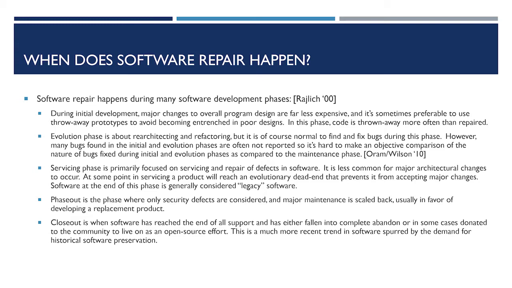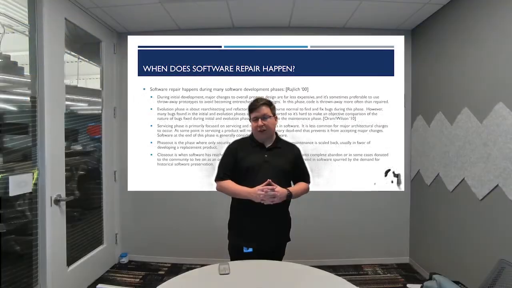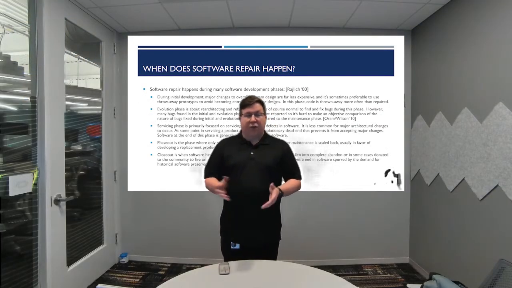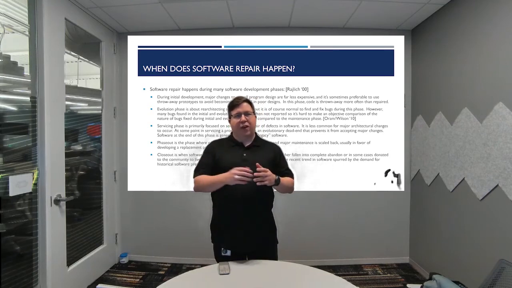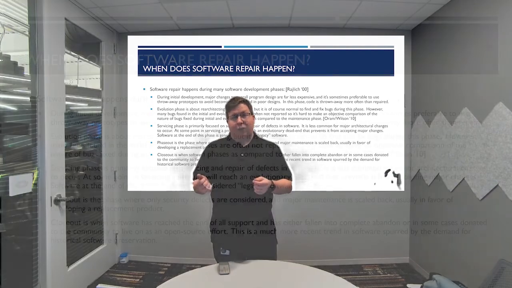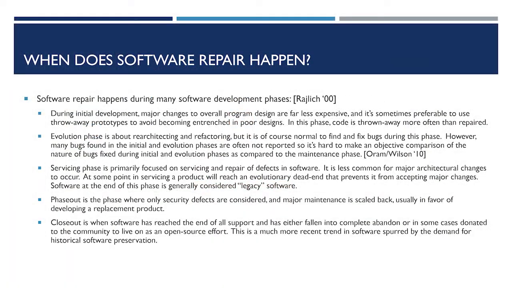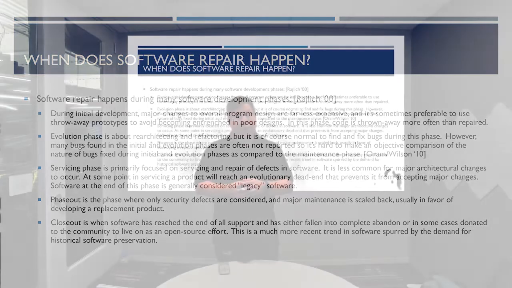The servicing phase is primarily focused around repair of defects in software. It's less common for any major architectural changes to occur at this phase. This is where resources are ramped to more maintenance developers and possibly people who are not necessarily as experienced with the system. At some point, the servicing hits this evolutionary dead end where it's no longer feasible to make any major changes or accept any more major requests from the customers, which leads to the next phase of software, which is phase out.